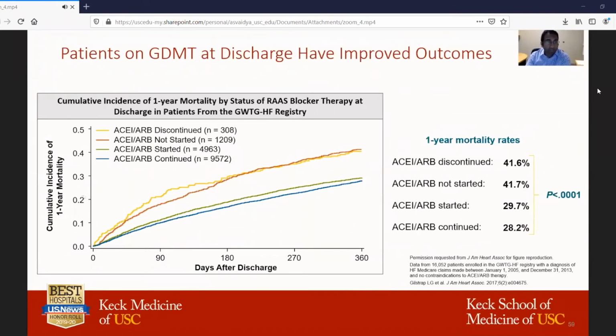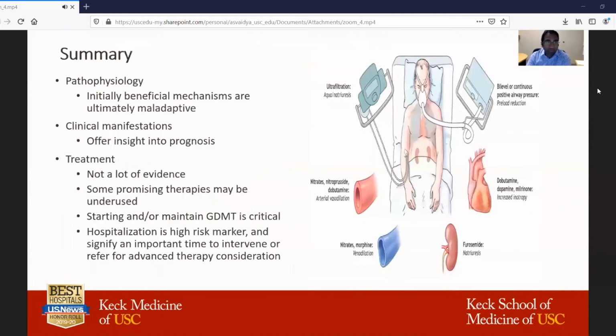So when patients are started or continued on them, as seen on the green and blue graphs here, they significantly improve one-year mortality rates. So simply continuing your patients on it, or starting them prior to discharge, helps them have much improved survival, nearly an absolute 13%. That's pretty huge in the book of heart failure.